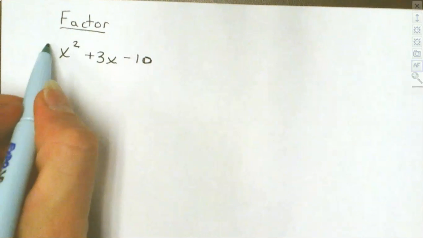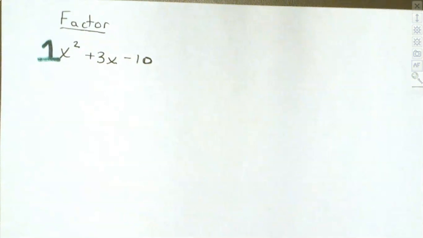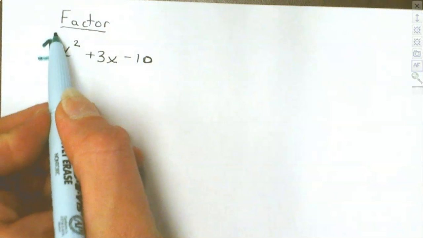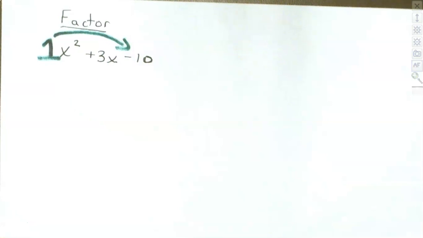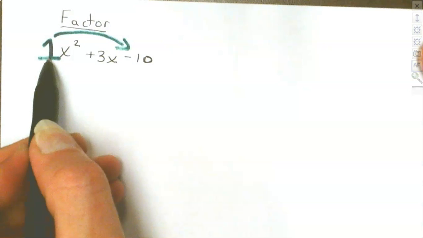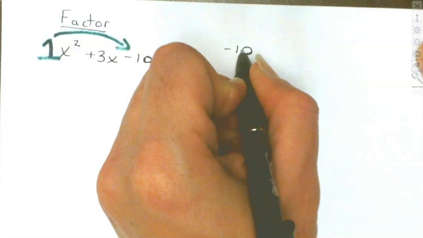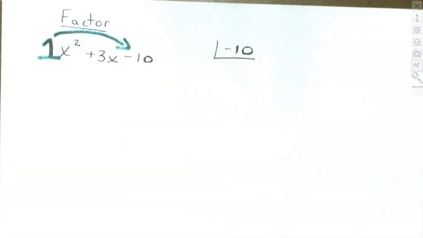So we're going to put the 1 in front. If there's no number, you put a 1. If there's a number, we use that number. So if there's a 5, we wouldn't have to do this. But in this case, we've got the 1 in front. Now, we take the first number times the last number. And we place it in a box over here. So 1 times negative 10. 1 times negative 10 is a negative 10.